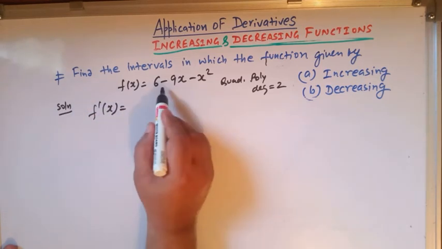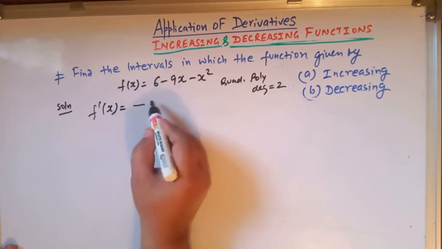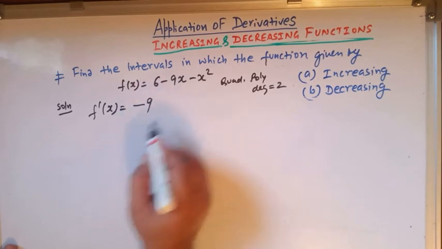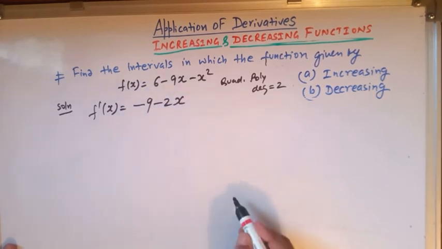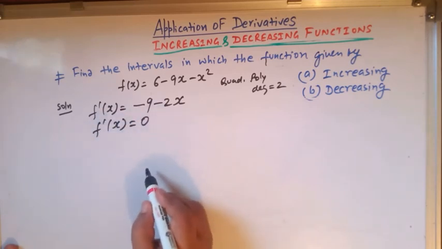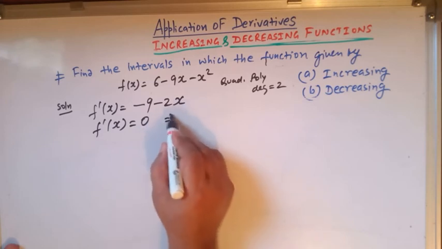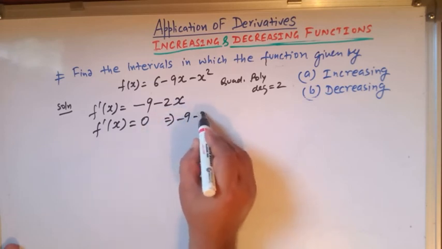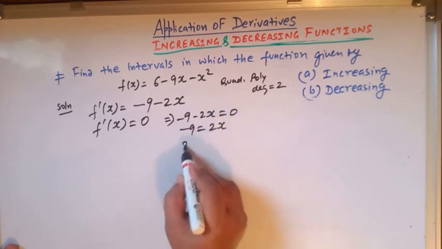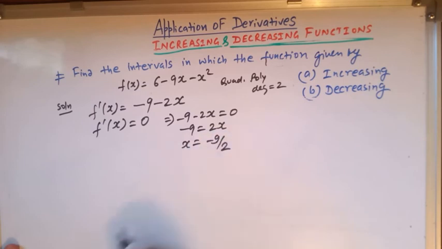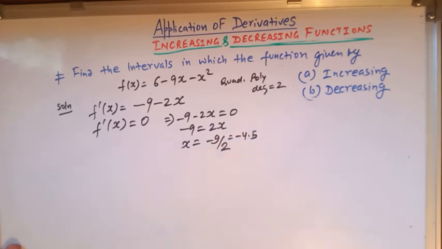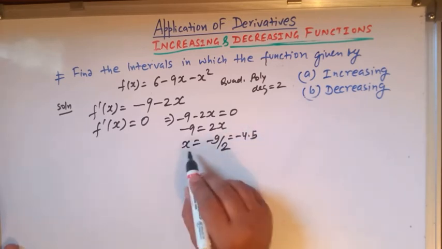So we have minus, the derivative of 6 is 0 here, and this is -9, and we have minus 2x. Clear? Now for the critical points we have f dash x equal to 0, and this implies -9 minus 2x is equal to 0, so -9 equal to 2x, x is -9 by 2. Clear? Which is equal to -4.5.